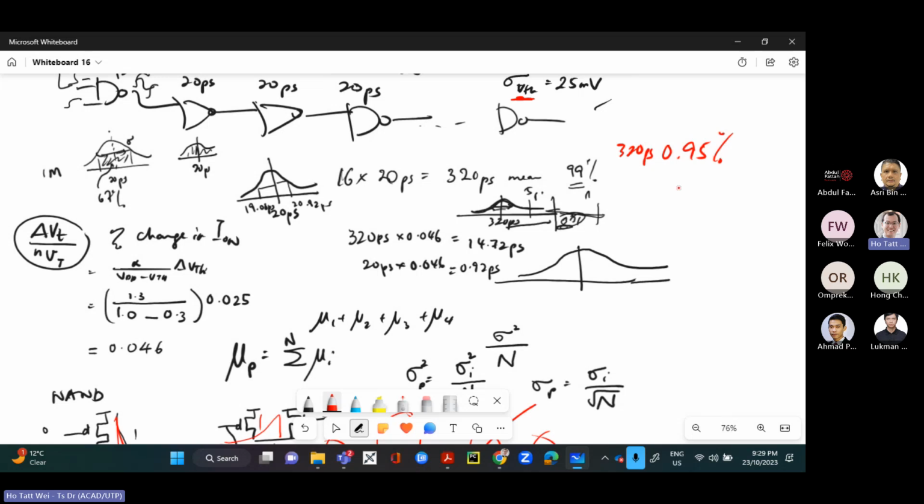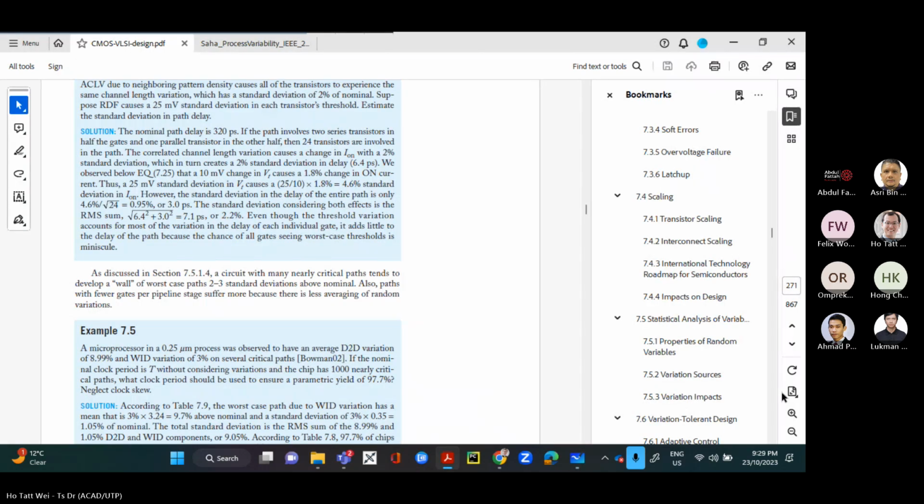It doesn't end here. This 0.95% standard deviation is only due to VTH. Right? This is the standard deviation of time due to VTH. We also have the standard deviation of time due to channel length changes in L. That's from ACLV. And it's 2%. It's going to be 2%. Right? 2% here, as you can see.